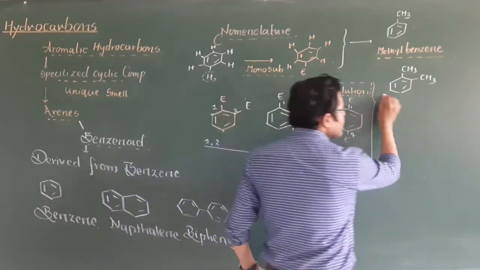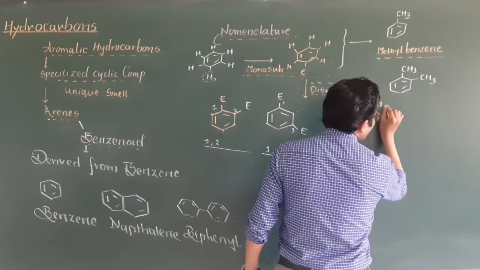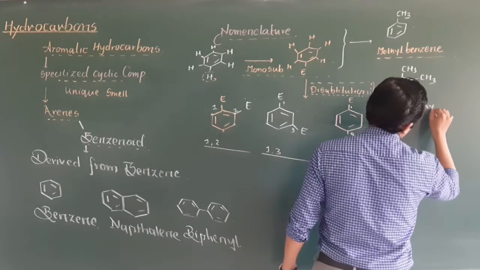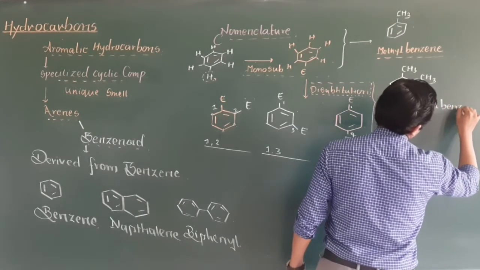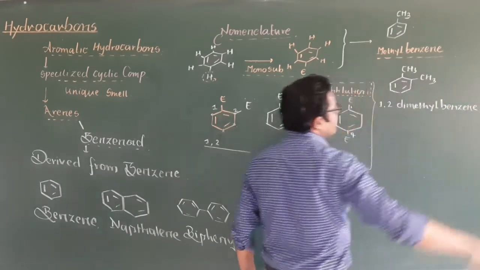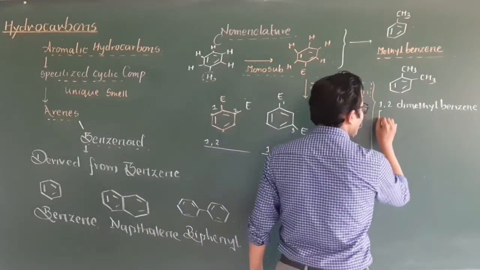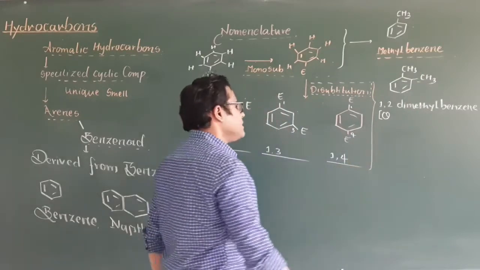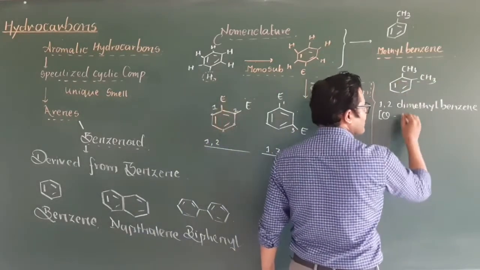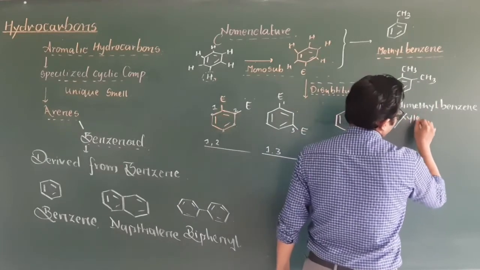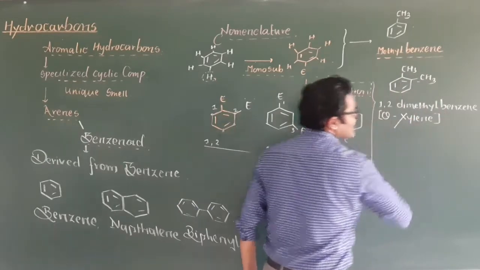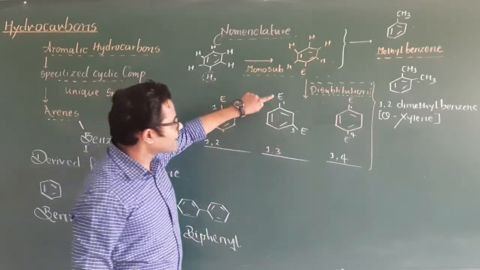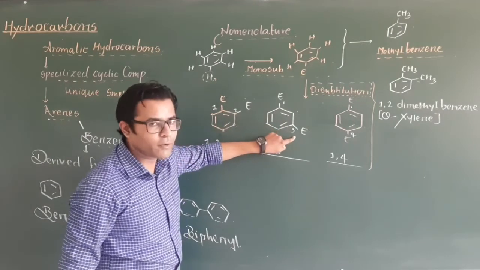So now this is nothing more than 1,2-dimethylbenzene. It is also called ortho, because the substitution is at the ortho positions. So this molecule is called orthoxylene. Okay, now what shall we do? We will go with the second one. One methyl group will be here, another methyl group will be over here.